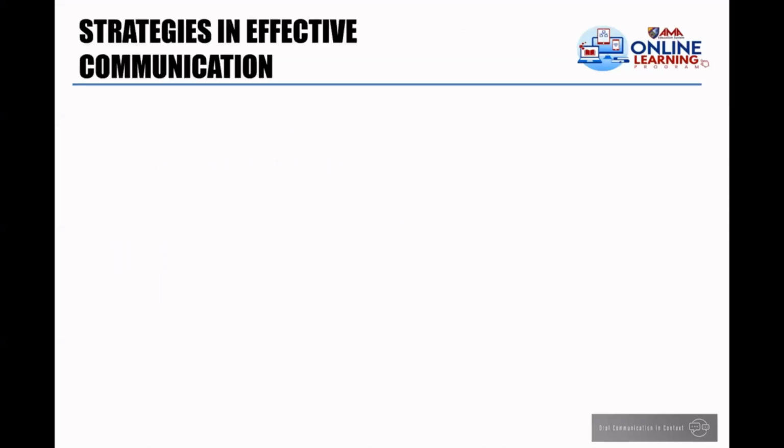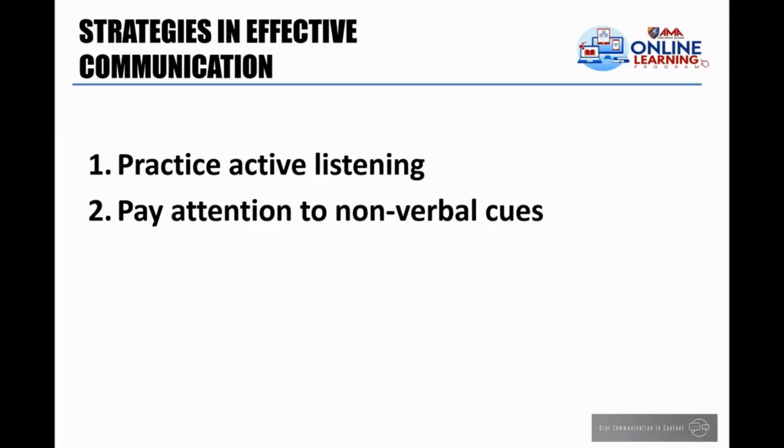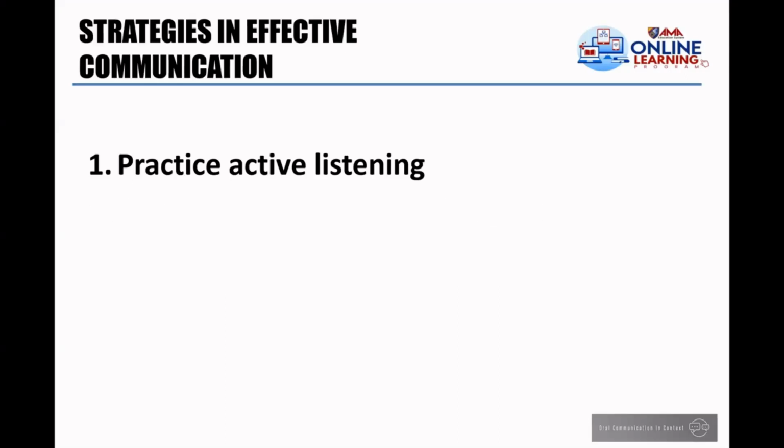So how do we avoid those or at least lessen the problems in communication breakdown? We need to know about this and apply this in life. Okay? These are the strategies in effective communication. Number 1, practice active listening. So if you practice active listening, this is listening attentively and properly that enables you to have a better relationship with other people. Focus on the speaker.